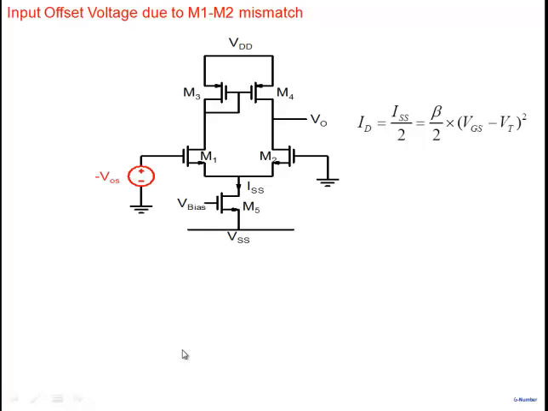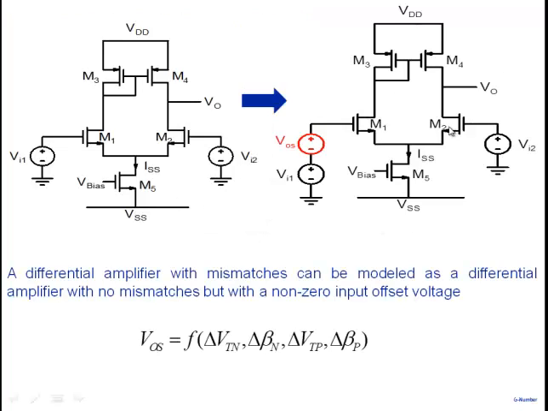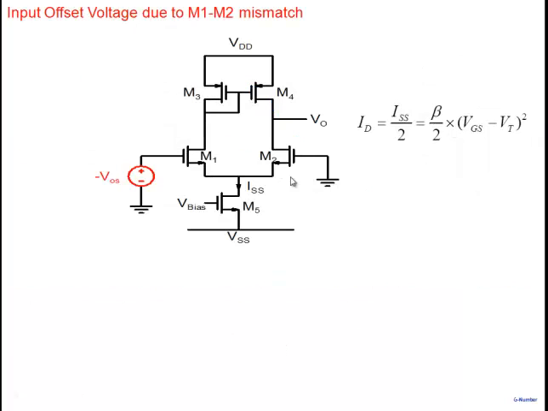Alright, so the way I'm going to do this is the following. I'm going to consider one at a time, and we are going to do a small signal analysis because the effects are small in nature. The mismatch between the two transistors M1 and M2 is small in nature, so I can use small signal analysis. Okay?